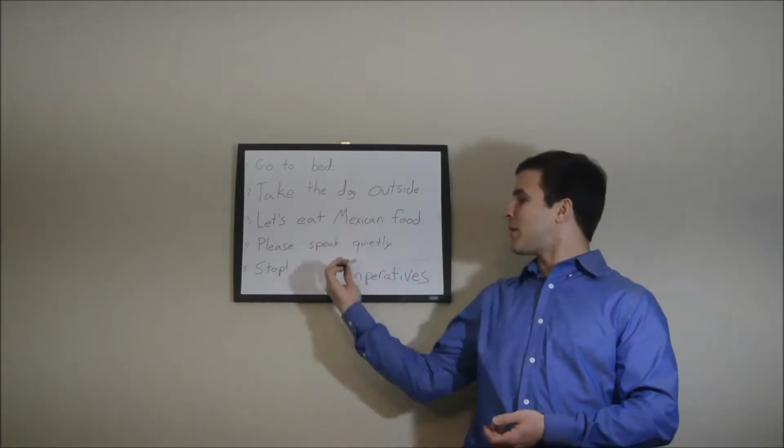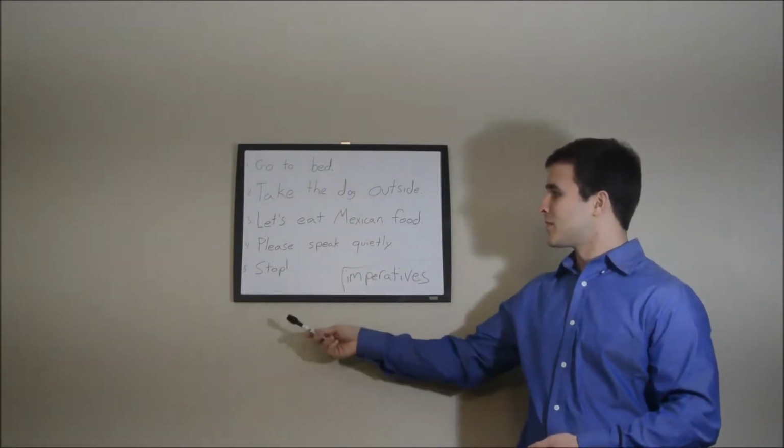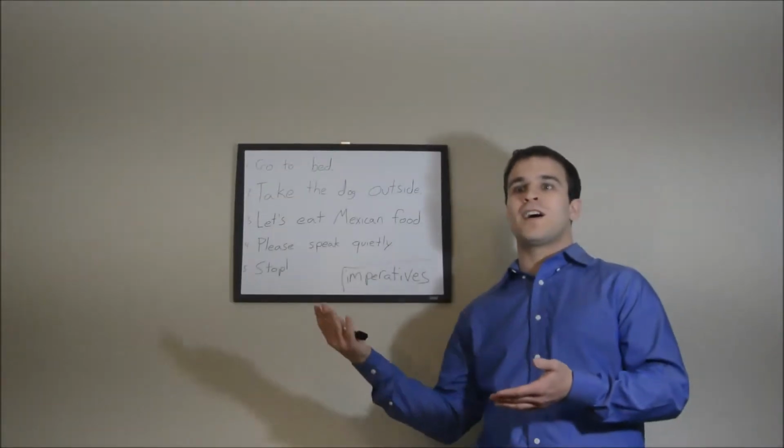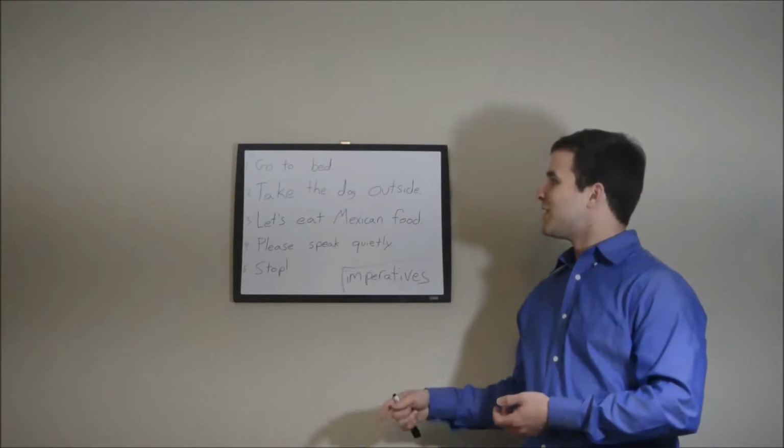But with imperative sentences, the subject is not always there. Stop. The subject would be talking to the second person, somebody you're talking to. So that's one thing that makes declaratives and imperatives different.